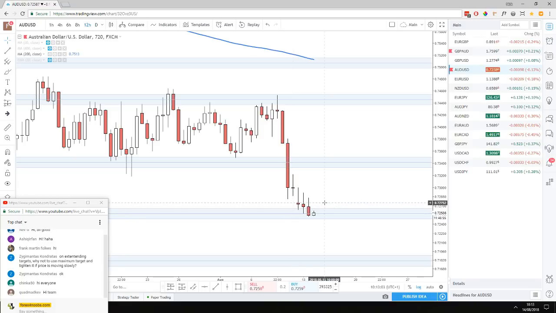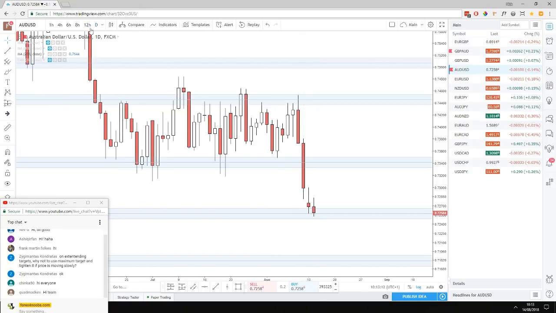So what we're going to do is wait for at least this current 12-hour candle to close, but ideally the daily candle to close. And we're going to look for a potential long here. If everything closes well and price starts to push up, there could be potential to jump in long. So let's keep an eye on AUDUSD.